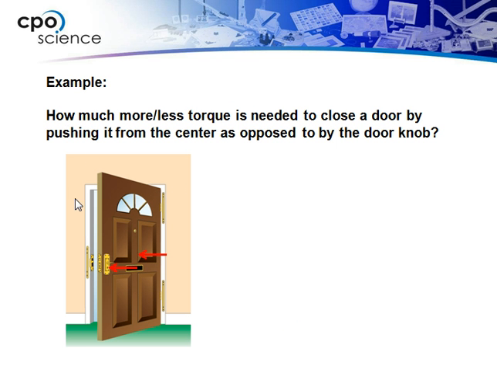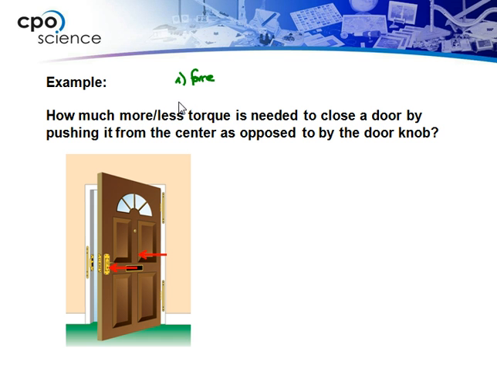And here's another example of a door on a hinge. This is a good example to demonstrate and illustrate torque, because the hinge doesn't move, but the door swings on that hinge, in and out. So the question is, how much more or less torque? Well, this was a typo. I think I meant to write force.